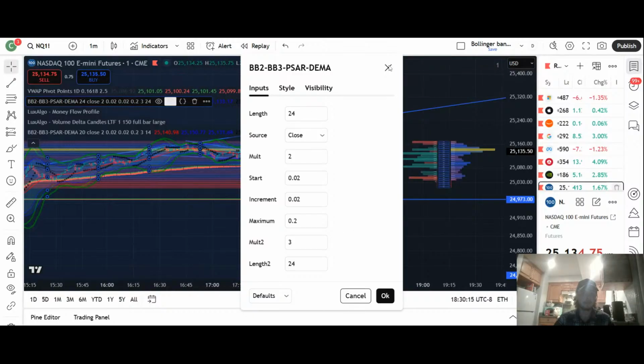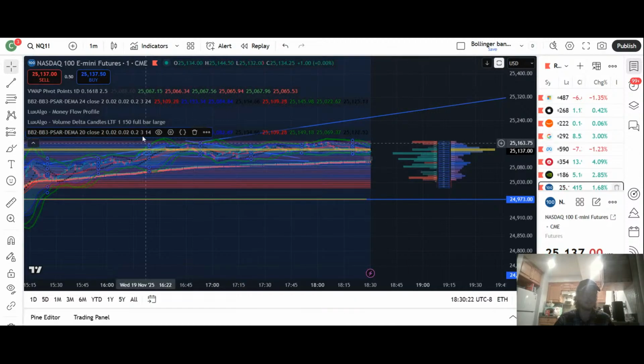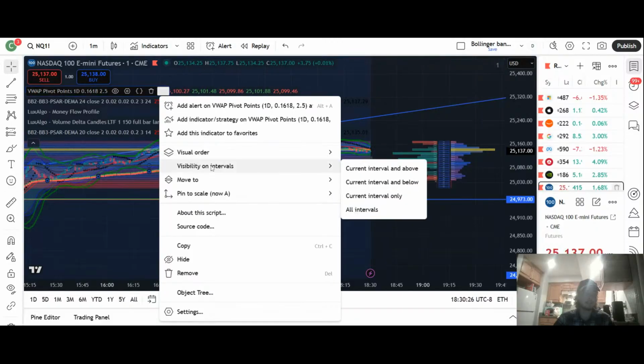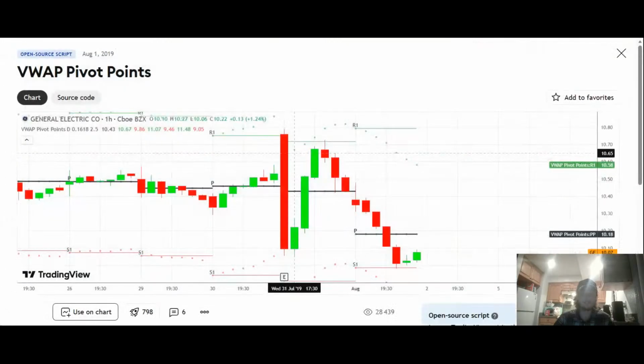24, 24, we have two of them. This one is 20 because that's a normal one, 14. And then we have the pivots here. This one is a very, very good one too, VWAP pivots.